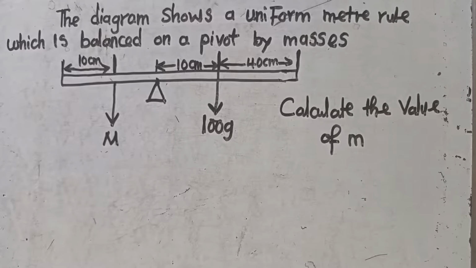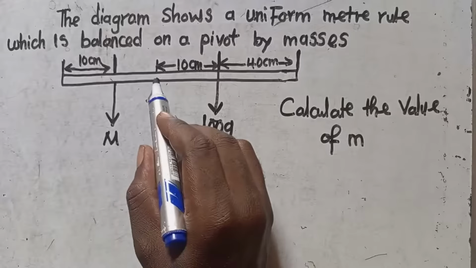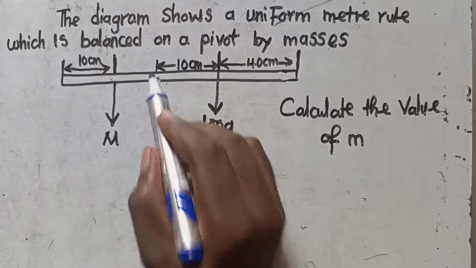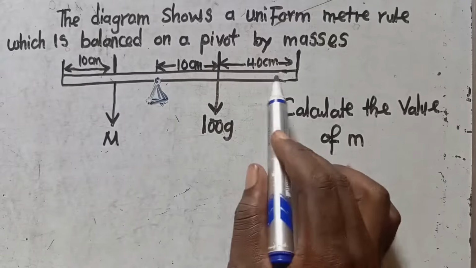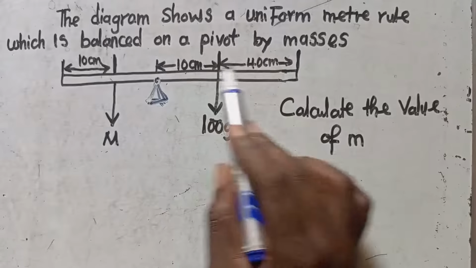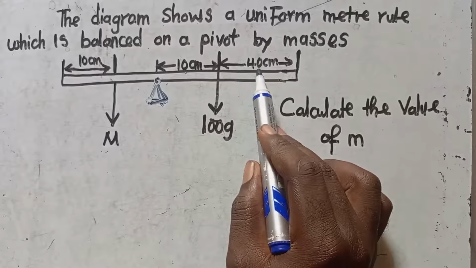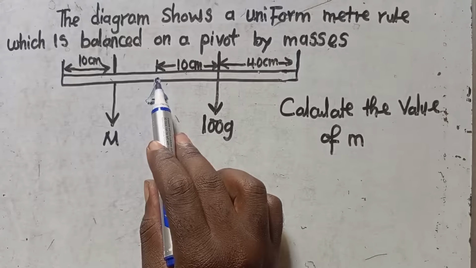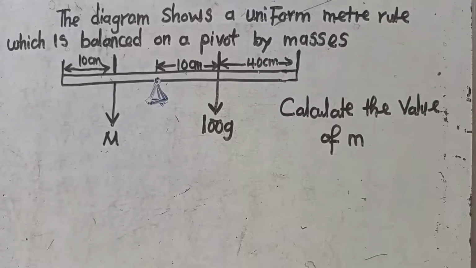You are testing yourself. For us to answer this, we look at the pivot. This is a meter rule. Here we've got 10, this is 40, so this is 10 centimeters, 40 centimeters. It is already on the middle and already balanced. Obviously, that is where all forces seem to be acting. That's where we've got the center of gravity.